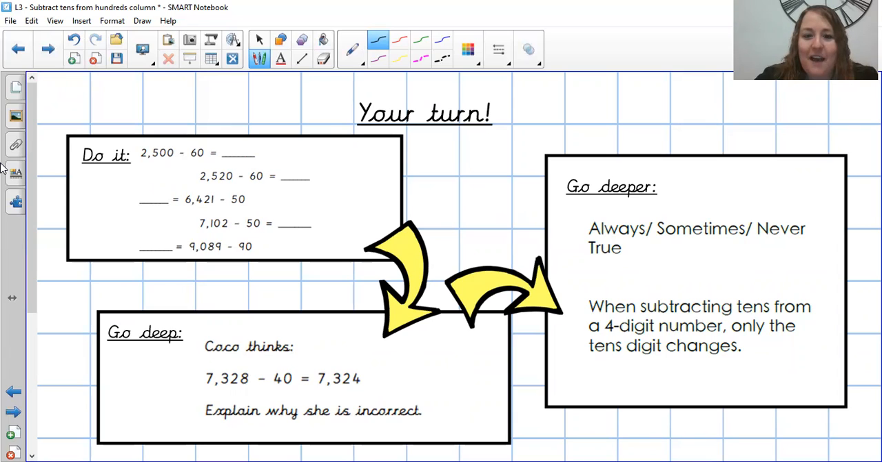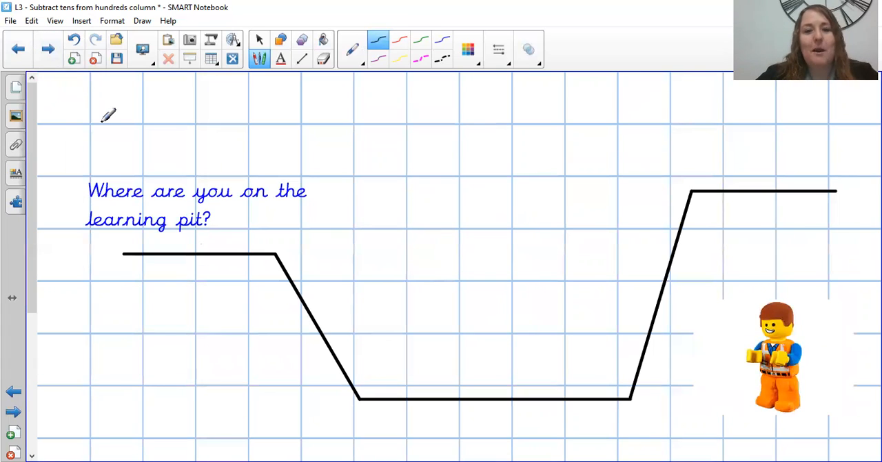Excellent, well done today for having a go at that. Can't wait to see some of your answers if this is the piece of work that you choose to send today. Just have a think now then about where you are on the learning pit. Did you spot that pattern quite easily today? Did you find it really tricky to visualize? Where would you place yourself on the number line?